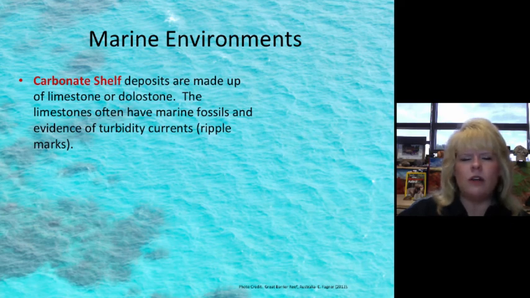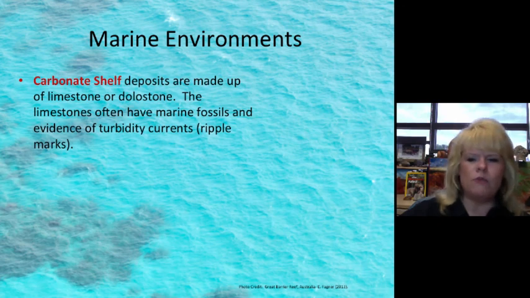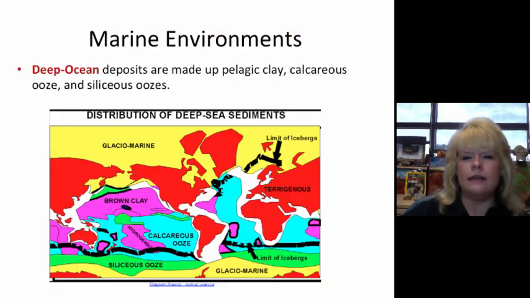The limestone often has lots of marine fossils and evidence of turbidity currents, which are fast-moving currents underwater. Sometimes they even look like tornadoes, and they can make ripple marks on the sand. I've seen them in places like Australia, Jamaica, Bahamas. I've even witnessed a turbidity current in the Bahamas, underwater, I might add.